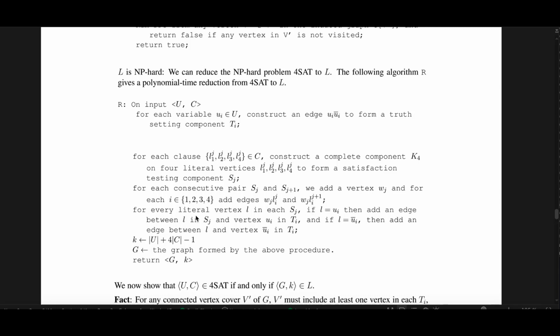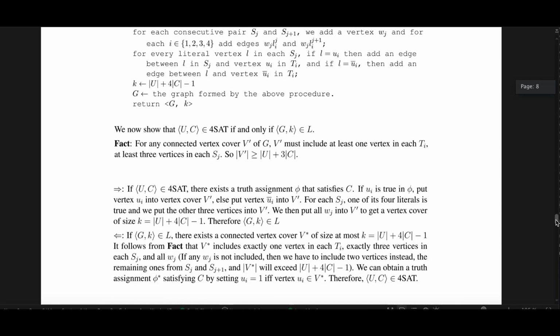For every literal vertex l in each Sj, if l equals ui, then add an edge between l in Sj and the vertex ui in Ti. And if l equals ui-hat, then add an edge between l and the vertex ui-hat in Ti. And K is given by this. G is the graph formed by the above procedure. And then return the pair G and K.